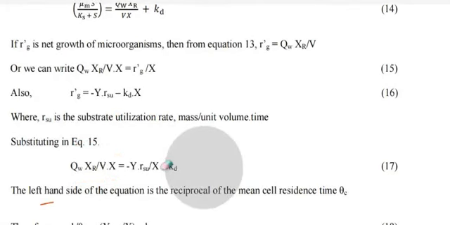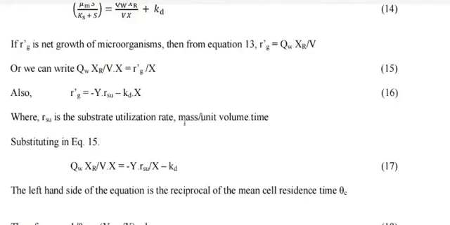After that, we substitute the equation number 15. Okay, so we substitute this equation number 15, and we can write Q W X R by V into X is equals to minus Y r suffix SU by X minus kd. We are substituting this value of r g. Okay, what is this r g? r g is nothing but Q W X R by V X.